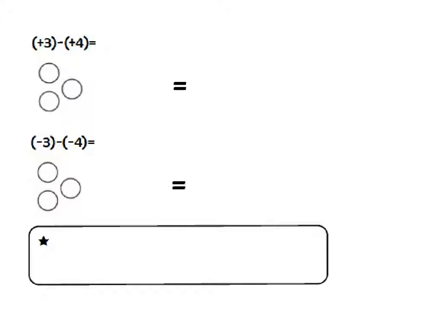All right, let's try it again. So to start with, I've got 3 positives, and I need to give you 4 positives. Well, I don't have 4 positives to give you. All I've got is 3 negatives.